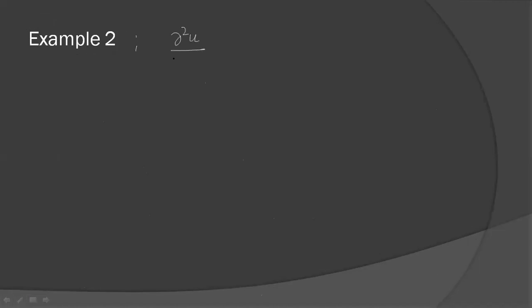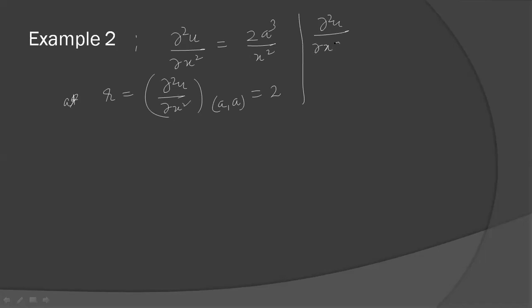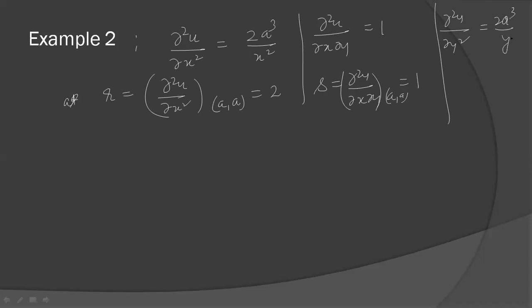So del 2u by del x square is 2a cube over x cube. So r will be del 2u by del x square at (a, a), that will be 2. Similarly, del 2u over del x del y will be 1, so s will be del 2u by del x del y at (a, a), that is 1. And del 2u by del y square is 2a cube over y cube. So del 2u by del y square at (a, a), that is your t, is again 2.